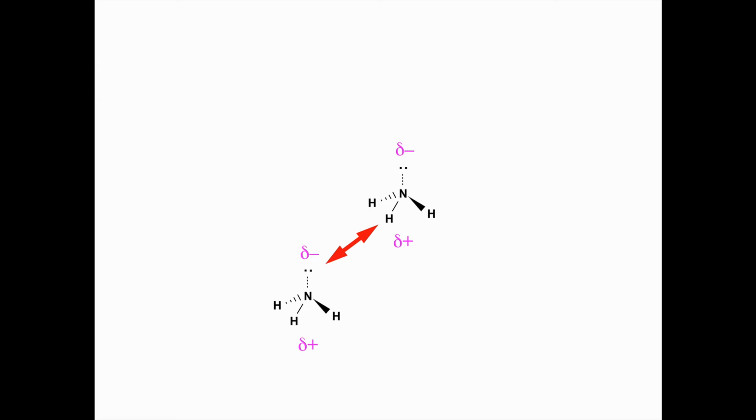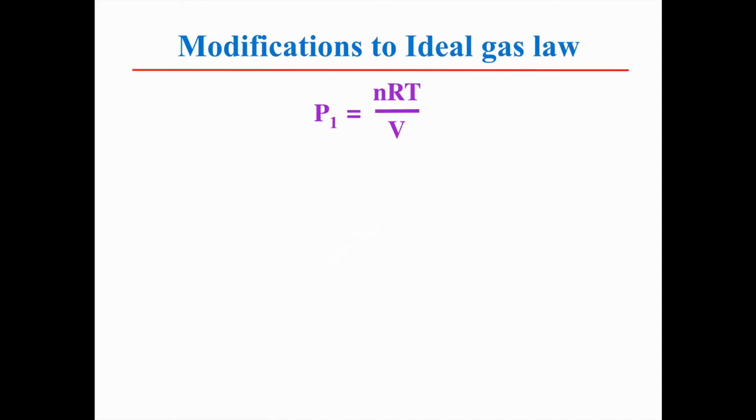So this attraction would cause the particles to hit the side of the container less hard, right? It's like someone holding your hand while you're trying to punch something. You're slowing it up. So as you're being pulled back from the side of the container, you're acting like less than a mole of gas. So how do we modify the ideal gas law to account for the fact that the pressure is lower than it should be for something like ammonia?